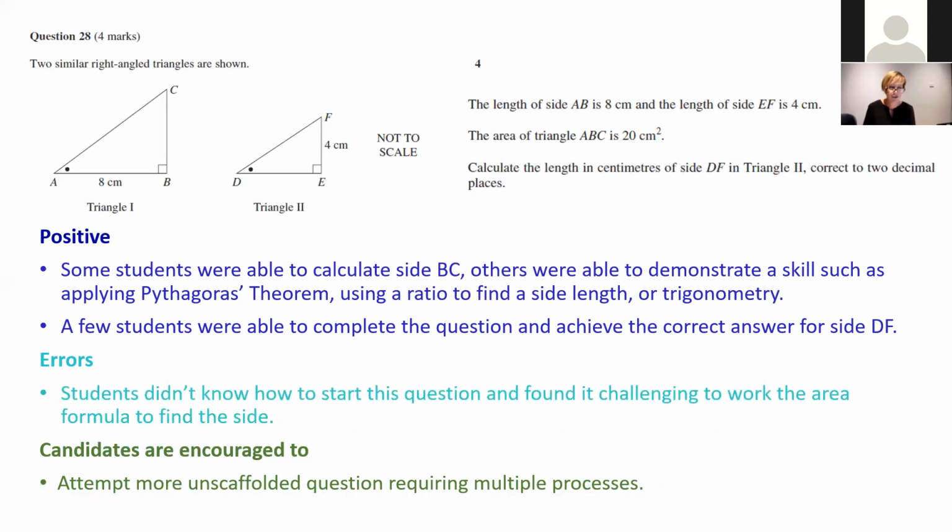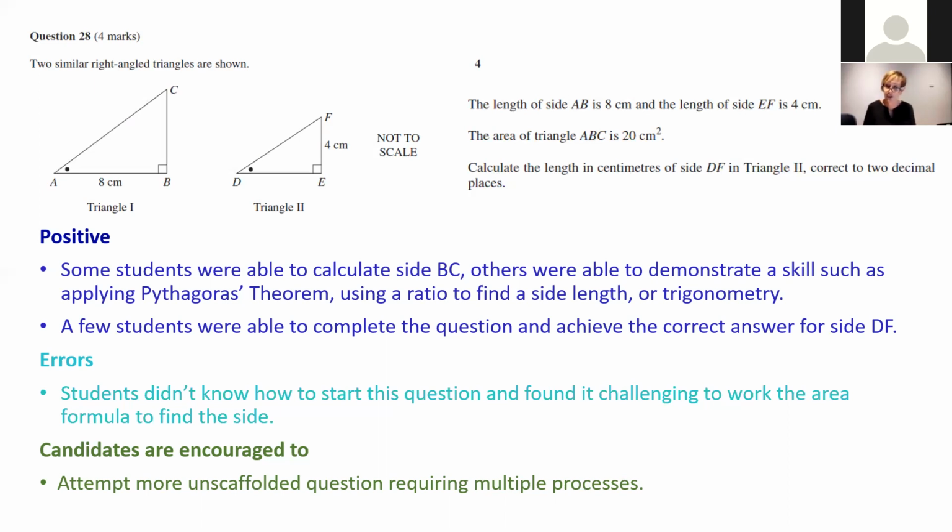Unfortunately, some students didn't know how to start the question at all and found it challenging to work the area formula to find the side. And with this question, if you didn't get BC, there was actually no way that you could progress for 4 marks. So they really needed to get that first cab off the rank. Now, students who couldn't get BC, they often made up a value and then progressed from there.